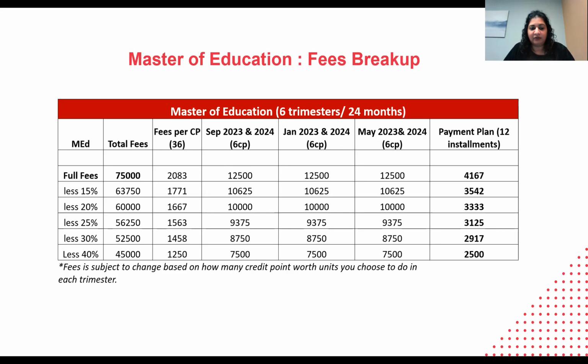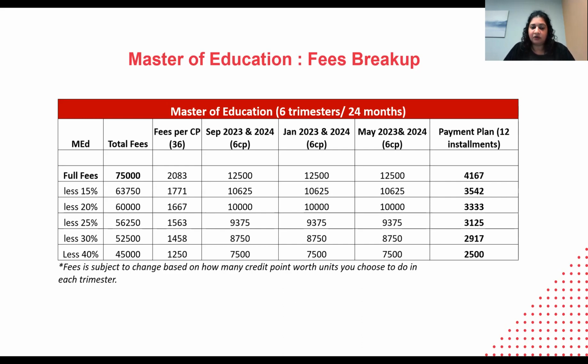Now, if you see per credit point, you're paying 2083. And let's say that you're going to do it in 2 years in the part-time mode, the regular mode. You would then be paying 12,500 each trimester. That's 3 times in a year, total of 6 times, right? 6 trimesters. If you want to get a payment plan, that amount would get divided by 3.